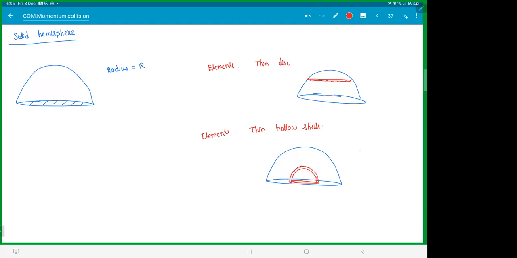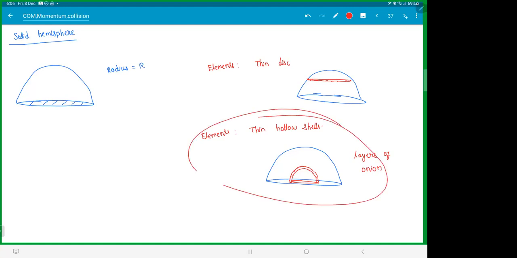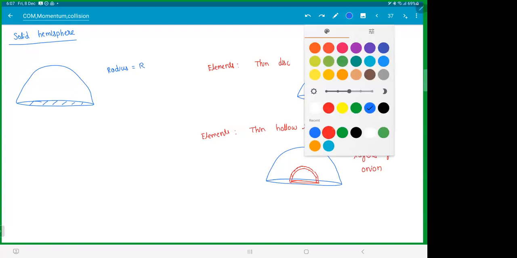Ever seen an onion's shells? If you ever seen an onion, you'll find layer upon layer. It's like layers of onion. Shell upon shell, shell upon shell. So what we will do, right? We will use thin hollow shell. Thin disks, I'll show you with another problem. So whenever you have a hollow hemisphere or solid hemisphere, you have choices. You can take either thin disks or you can take thin hollow shells. Both will work. Let's do it right now with hollow shells. Thin disks, I'll show you for a different shape.